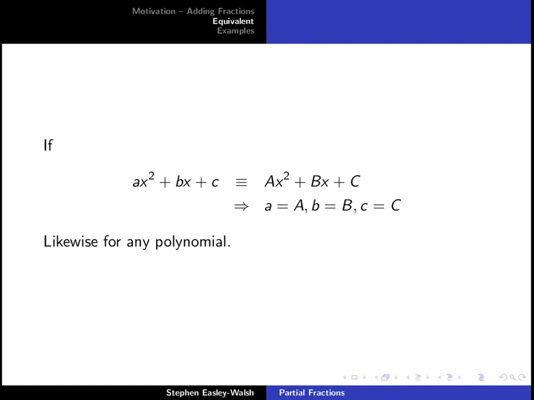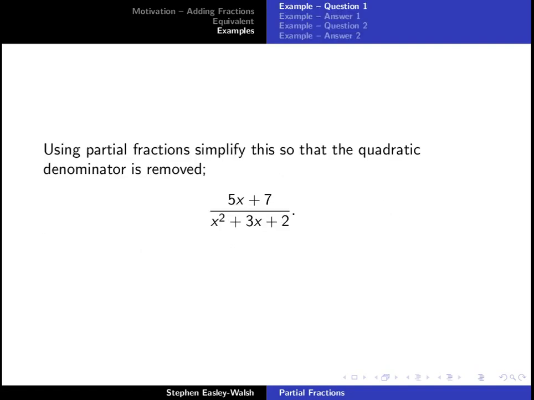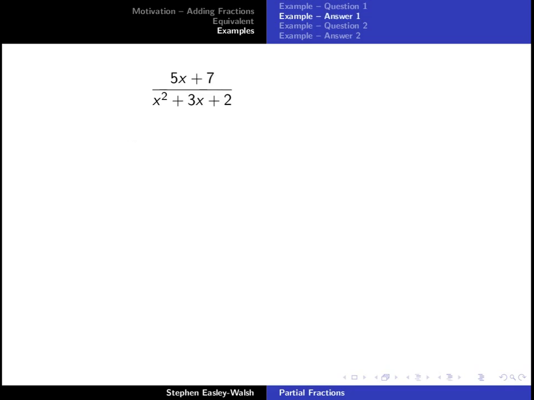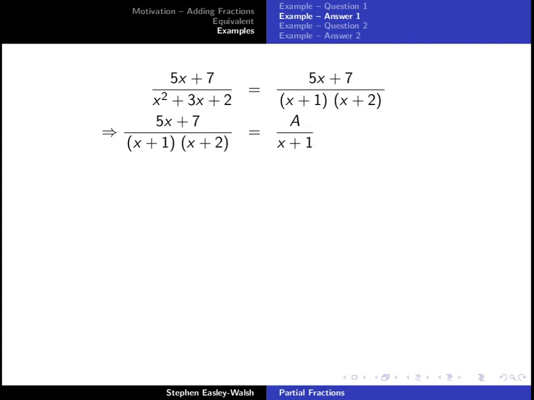Let's have a look at an example. Using partial fractions, simplify this so that the quadratic denominator is removed. Well, this is of the form linear over quadratic, and so we know that we can use partial fractions here. But we'll also note that this can be written as 5x plus 7 over x plus 1 times x plus 2. Now, we can split this up into A over x plus 1 plus B over x plus 2.